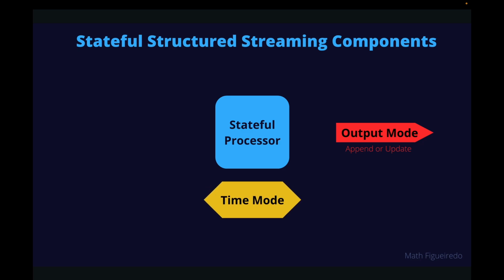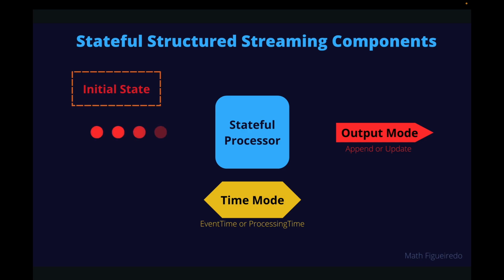Now we have time mode. This is out of the scope of this video, but if you want to master real-time data streaming, you should study a bit about time modes and time windows. Lastly, we have the initial state. We can provide an optional data frame to pre-populate the state before any stream starts. Alright, let's jump into the code to see it working.